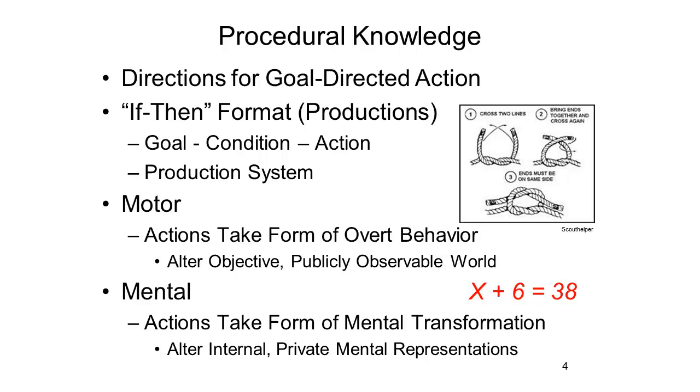So, if you want to drive a standard shift car, then you have to press down on the clutch. If you're pressing down on the clutch, then you put the car in first gear. If the car is in first gear, then you ease up on the clutch while pressing down on the accelerator, and that's how you get the car to move forward. So instead of being represented as single productions, a whole lot of procedural knowledge is represented as production systems, a whole set of if-then statements known as productions.